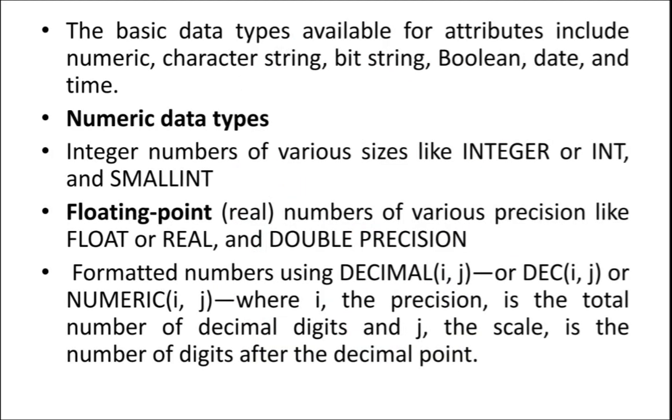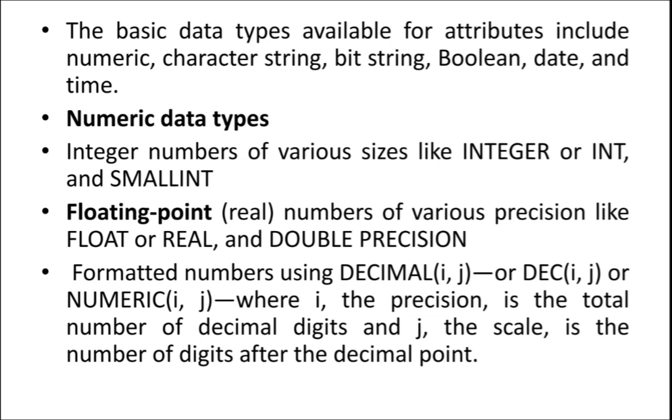Next, what are the different types of data types that are supported in SQL? The first data type is the numeric data types. In that, integer numbers can be stored, integer numbers of various sizes like integer, int or small int. I can use these different data types, integer, int or small int, to store the numeric values.